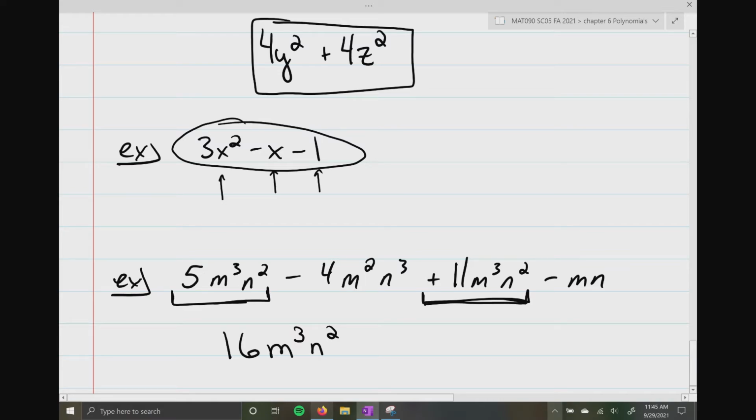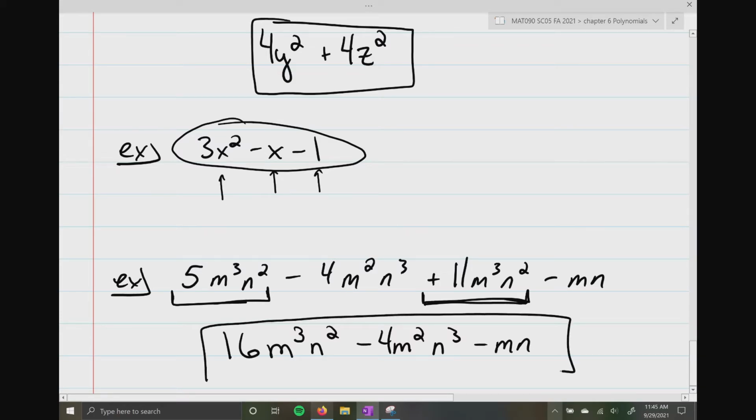Now, that minus 4m to the second, n to the third is different. But there are no other terms that look like that, so I just rewrite it. And that minus mn at the very end, we're going to leave it at the very end. And there's our answer. Does that make sense, everyone? Good, good. Let's keep pushing then.